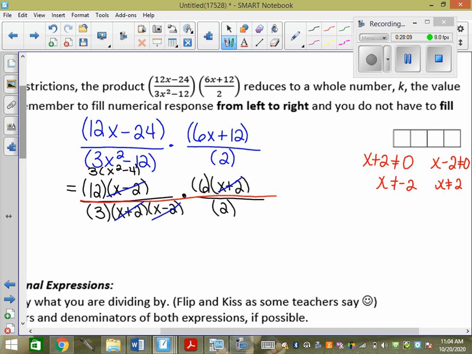If it's overwhelming to attempt to do anything else after this point, multiply your numbers together. What's 12 times 6? 72. And then what's 2 times 6? 12. And 72 divided by 12 is? 6.